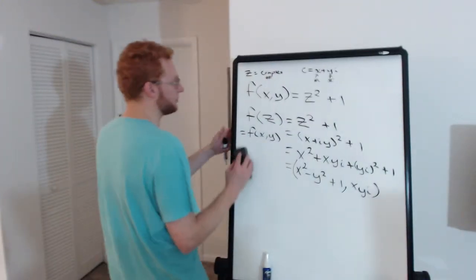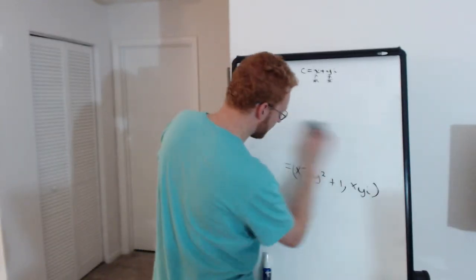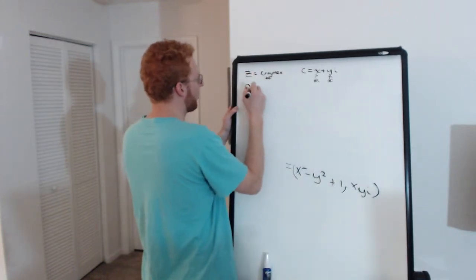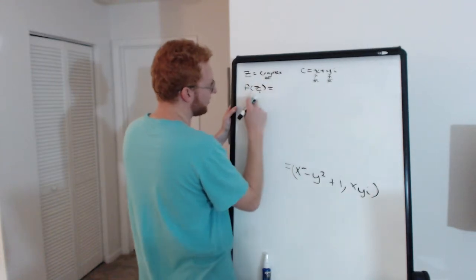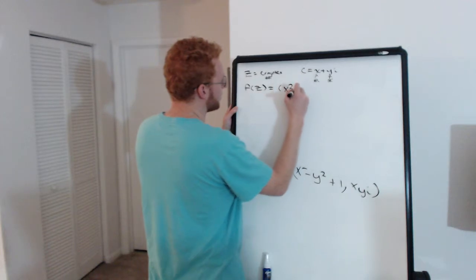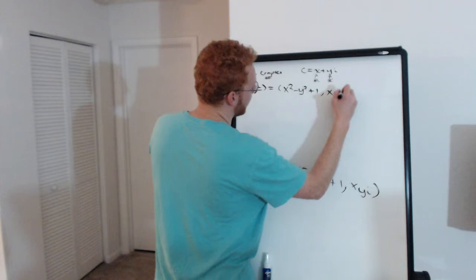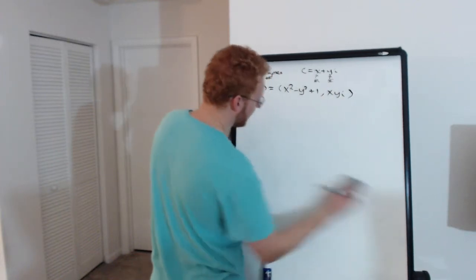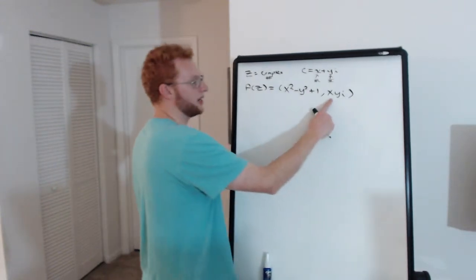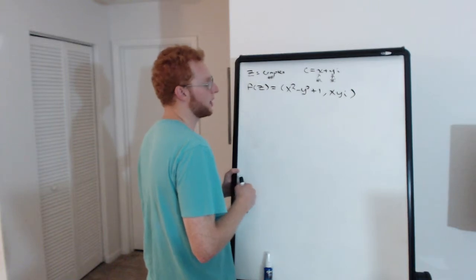Now we want to know more about the shape. So we do f of z, but write it in terms of x and y. That's equal to x squared minus y squared plus 1, plus xyi. Okay. So the shape of x times y, you can figure it out. It's not too bad to do.